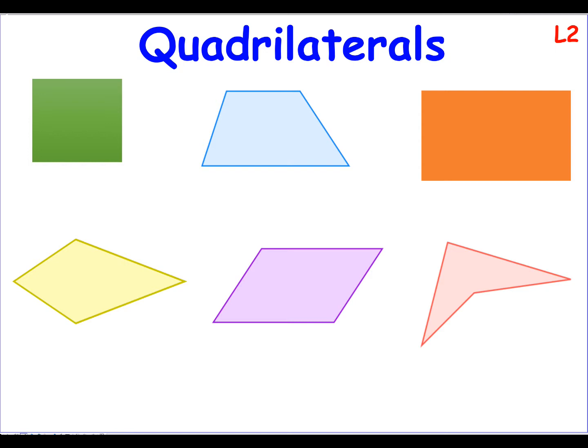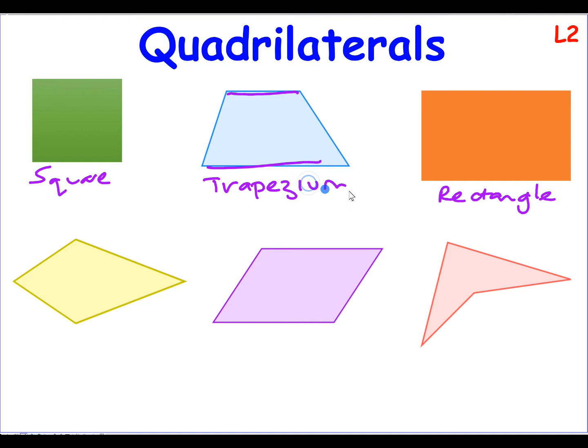There are other four-sided shapes called quadrilaterals, and depending on how the sides relate to each other depends what they're called. So we've already had the square and the rectangle. So a shape where the top and the bottom are parallel is called a trapezium. A four-sided shape that has two sides the same that are adjacent but are at different ends is called a kite.